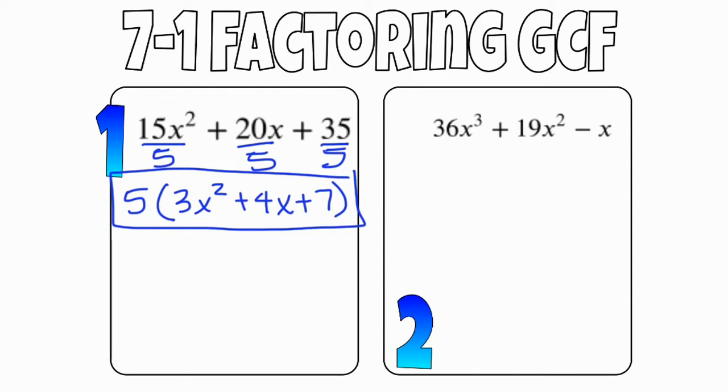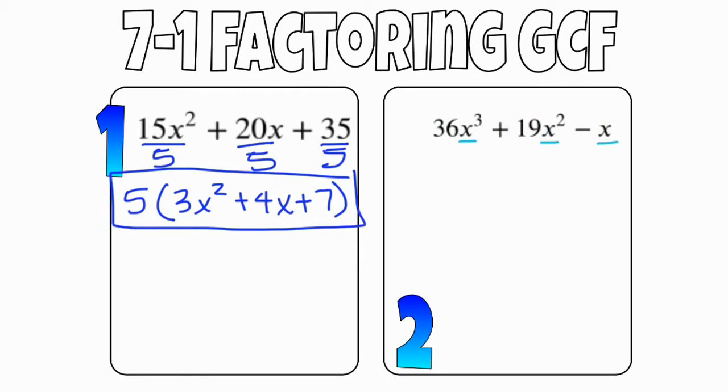Now let's look at the second example here. Notice that I do have an x on every single term. So I have an x here, an x here, and an x here. So I can divide by or pull out an x from each term. Now, after I do that, I also want to look at our coefficients. So I have a 36, a 19, and a 1. There's no common factor that can go into all three of those that is larger than 1.